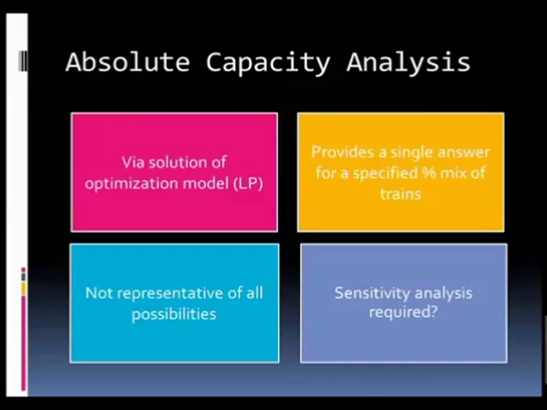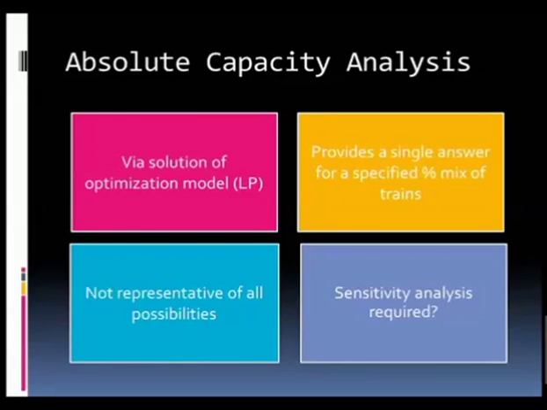And so what I also proposed was a kind of process where you suggest mixes, solve the model, and then look at the answer and say, well, is that acceptable or not? If it's not, go and change the percentage mix and then run it again, and do this kind of iterative process. The main problem here is that that's not representative of all possibilities, and the mix can change from day to day, from time to time. So you want to have some type of sensitivity analysis of capacity.